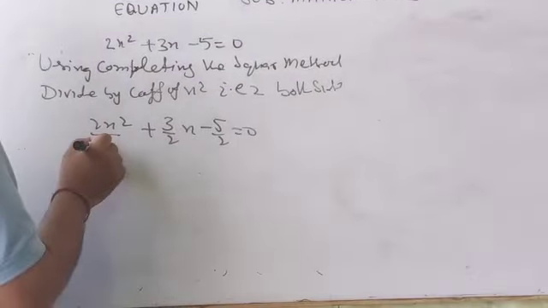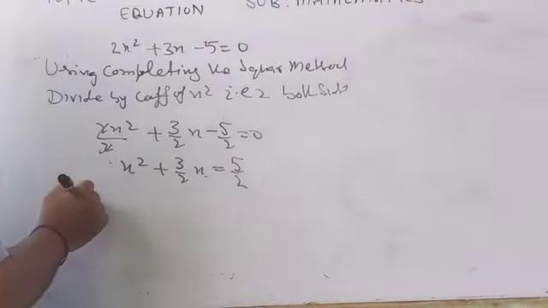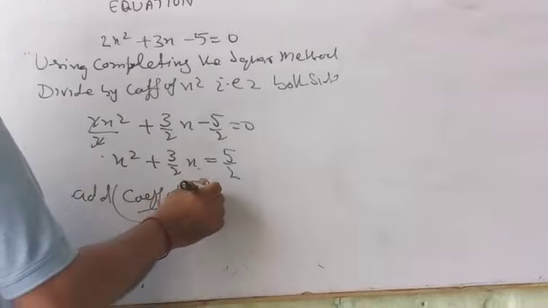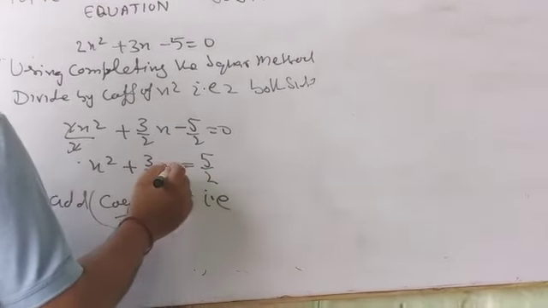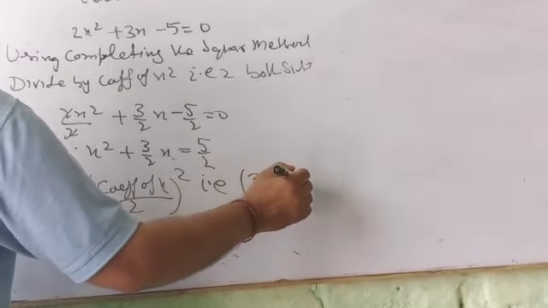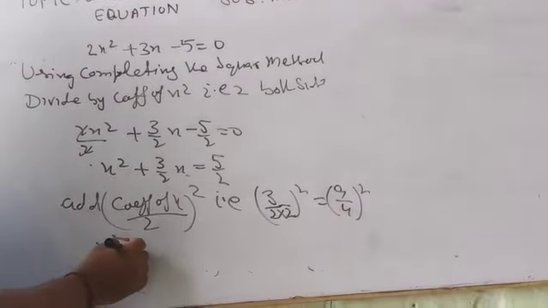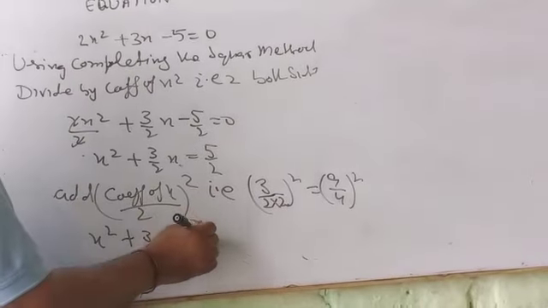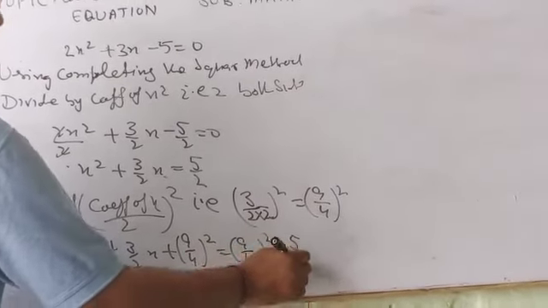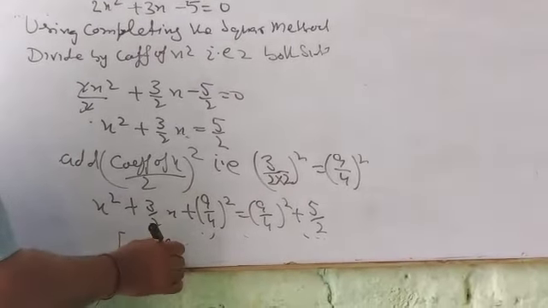We get x square plus 3 by 2 x equal to 5 upon 2. Add the square of half the coefficient of x to both sides. The coefficient of x is 3 by 2, divided by 2 gives 3 upon 4, and its perfect square is 3 upon 4 whole square. Adding to both sides, we get x square plus 3 by 2 x plus 3 upon 4 whole square. Look here, this is a perfect square: x plus 3 upon 4 whole square.